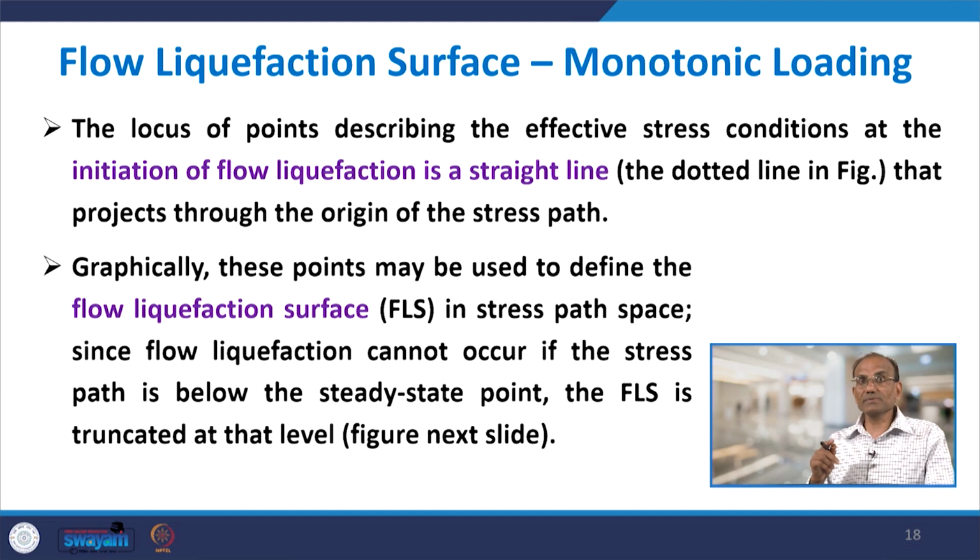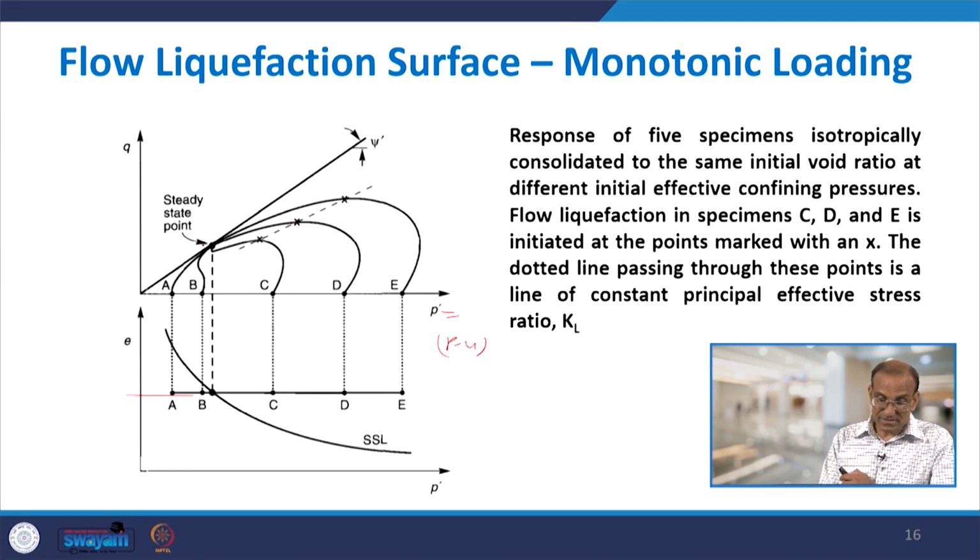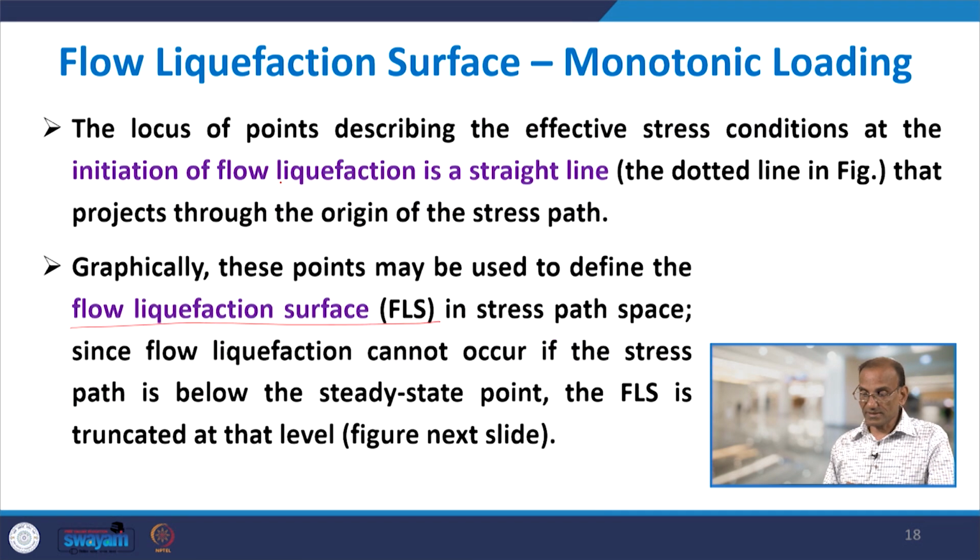Graphically, these points may be used to define what we call the flow liquefaction surface. So, the flow liquefaction surface is defined by joining these points in stress path space. Since flow liquefaction cannot occur if the stress path is below the steady state point, the FLS is truncated at that level. So, if the FLS is touching this line, then it needs to be truncated, which is done here.